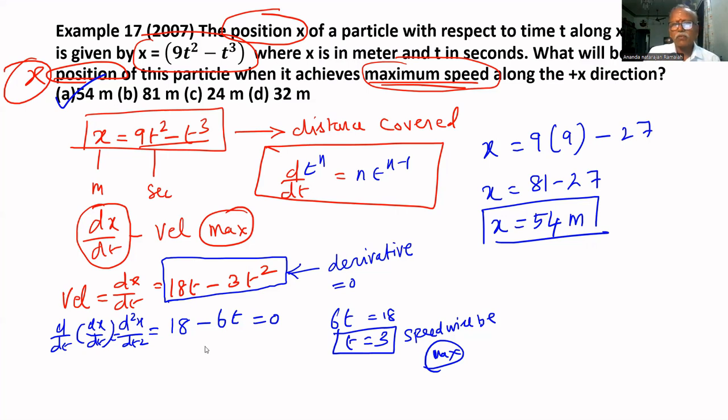Okay. So to find the maximum, we have to differentiate one more time and equate to 0. This concept we should remember.